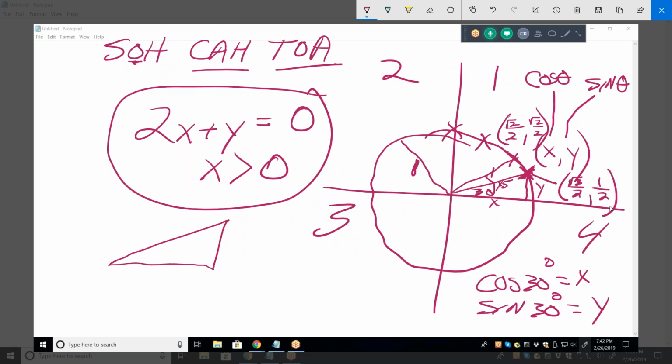Now, with angles, you can have positive and negative angles. A positive angle is one where you start from the x-axis and you go counterclockwise. A negative angle is where you go clockwise. If I draw a 30-degree angle there, that's negative 30 degrees.